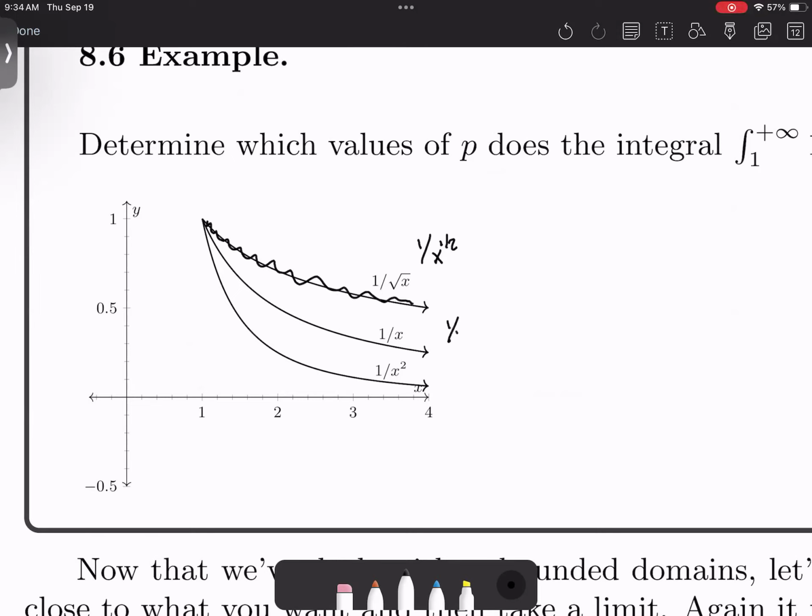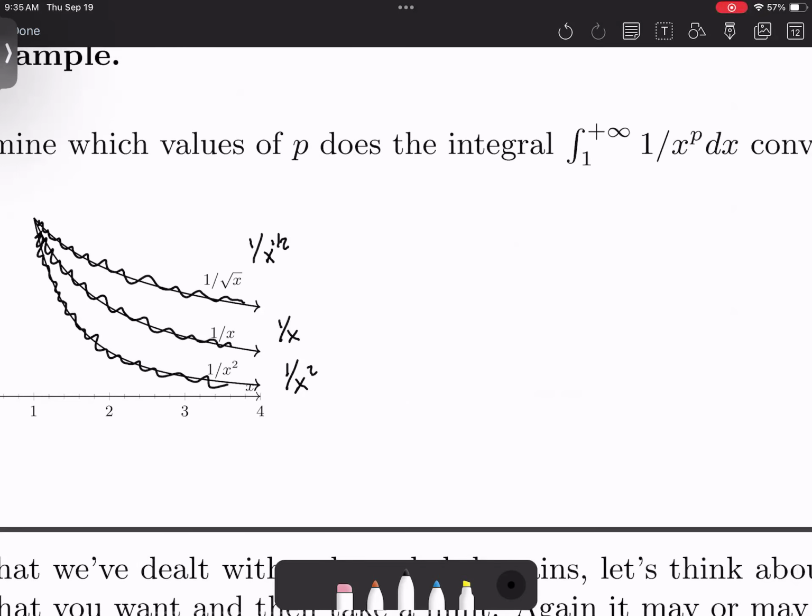We have 1 over x, which decays a little bit faster. And 1 over x squared goes pretty quickly. So how fast does a function need to converge in order for it to have a finite amount of area underneath it? Let's study this.